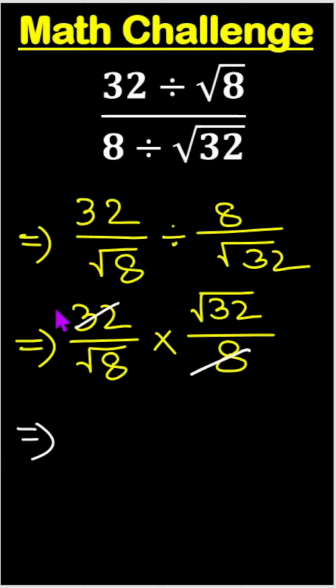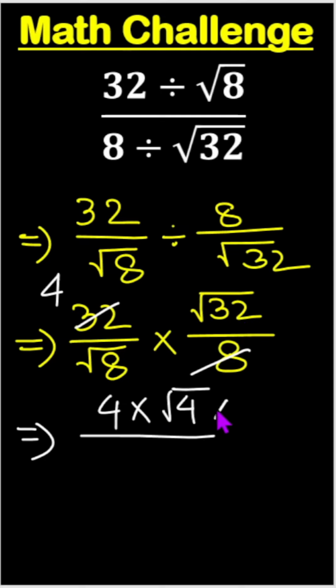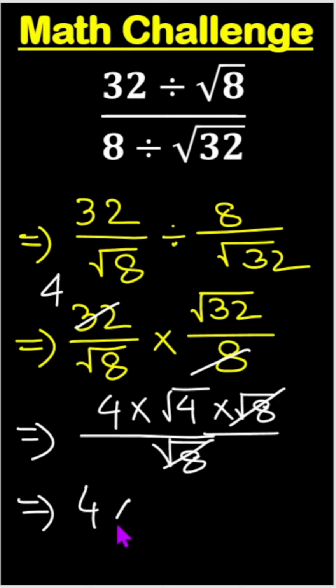32 divided by 8 is 4, so we can write 4 times root 32. We can write root 32 as root 4 times root 8, right, and divide by root 8. So this root 8 and root 8 cancel out. Here it is 4 times root 4, which means 2. So our answer is 8.